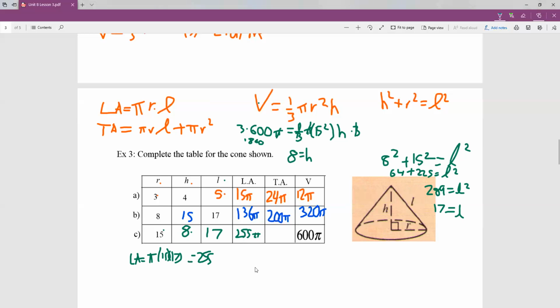And then the total area is going to be 255 pi plus pi r squared, so pi times 15 squared. 255 plus 225 is going to be 480 pi. Great.